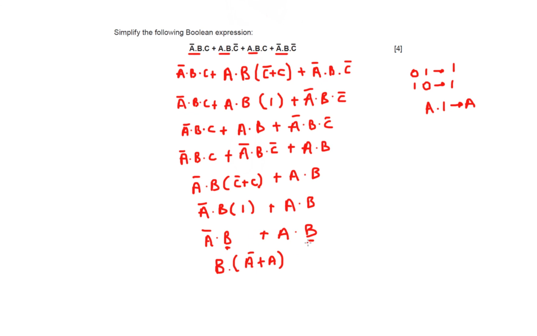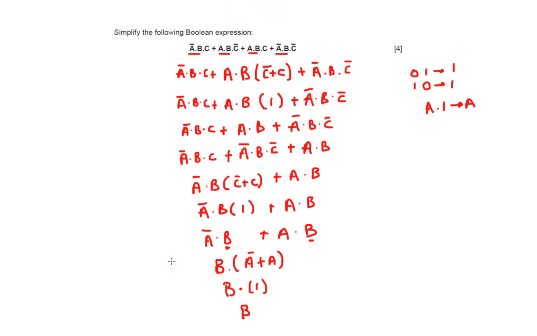So if I expand these, it becomes this here. At that point, I know what not A or A is. That becomes 1. So I've got B and 1, and anything ANDed with 1 becomes itself. And that's our answer there for 4 marks.